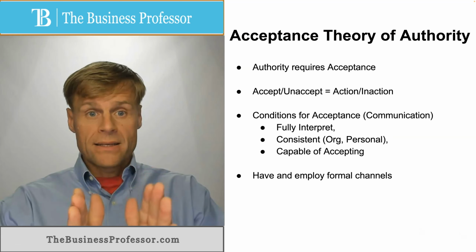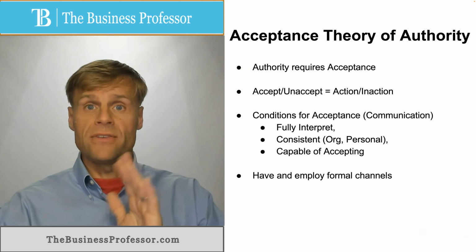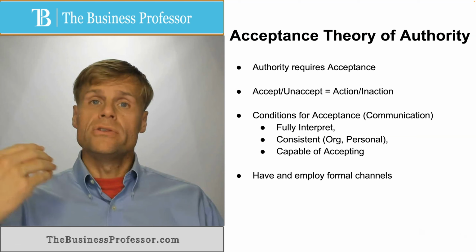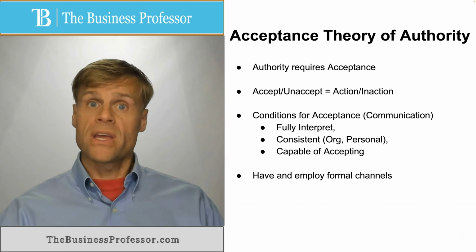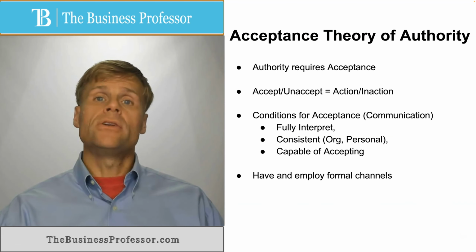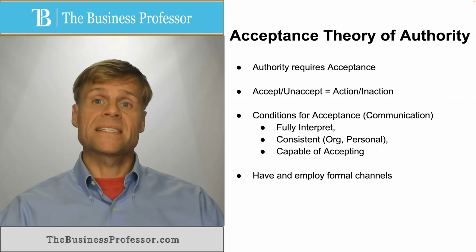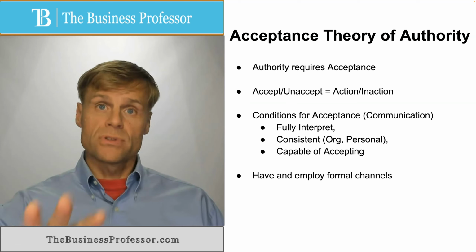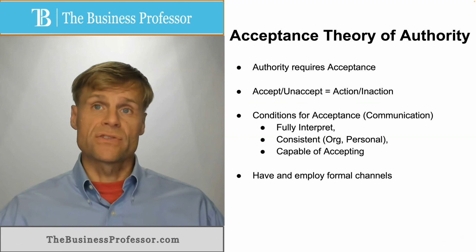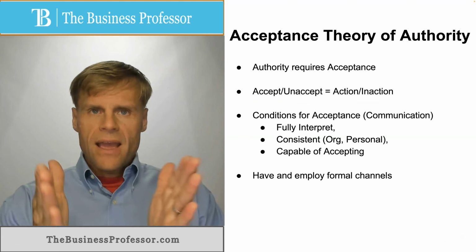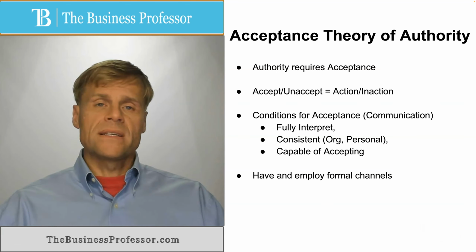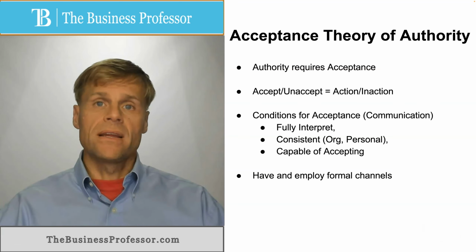There should be direct channels just between those individuals, so that you don't have to go through others. You should always follow the formal channels of communication, and in doing so, it is more likely that the communication, once again, will be accepted because it is more likely to meet those conditions for acceptance. So this, at its base level, is the acceptance theory of authority.